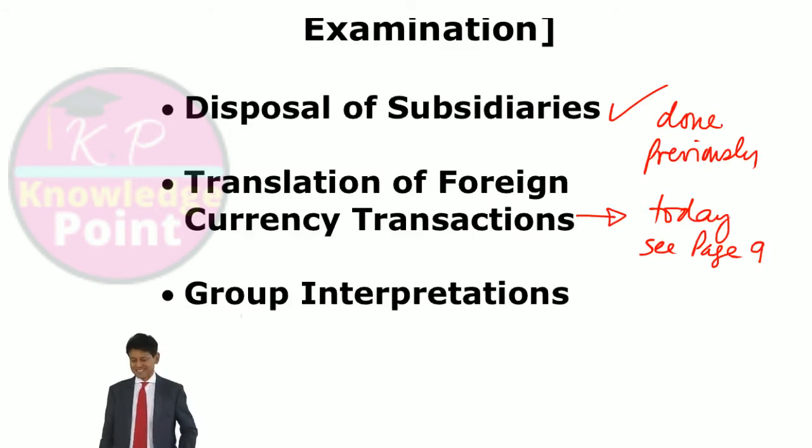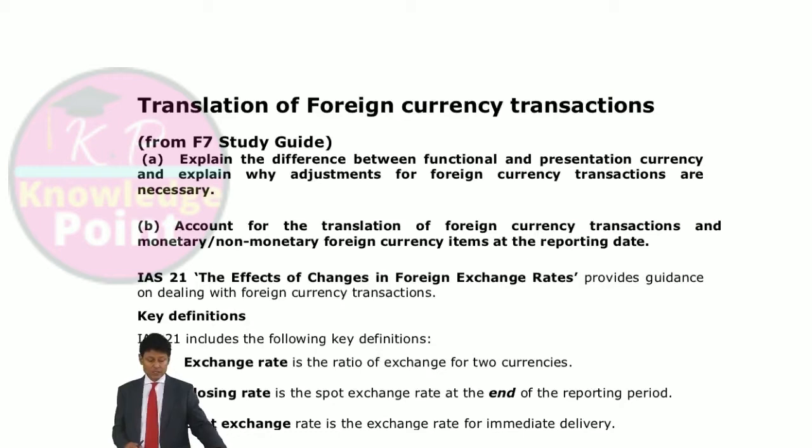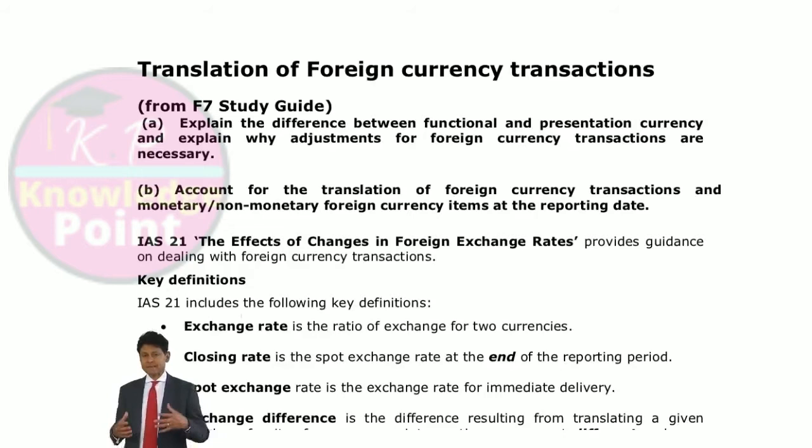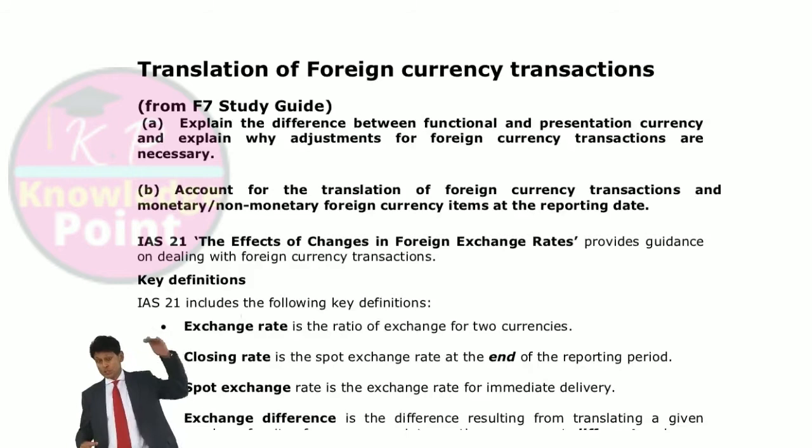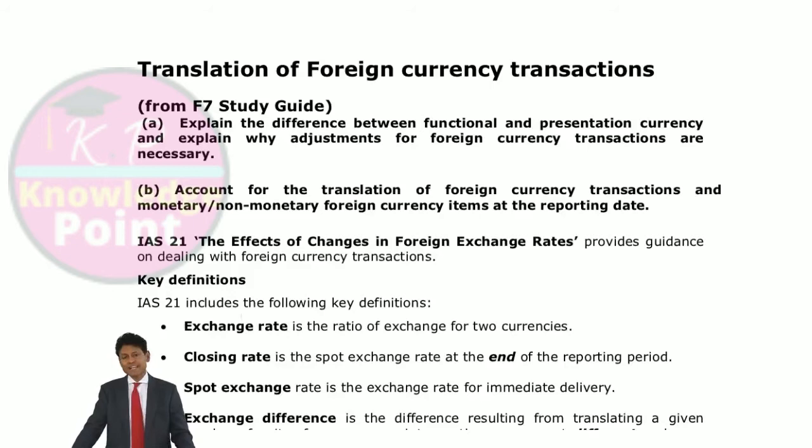Okay, so if you turn to page 9, please, I'll show you where this is to be found. Translation of foreign currency transactions. Can I just say one thing? It sounds worse than it is. Now the reason why things like disposals and foreign currency have been brought into F7 is people doing P2, the next level up, the highest level of financial reporting that ACCA do, get such a shock because they've never come across the concept before.